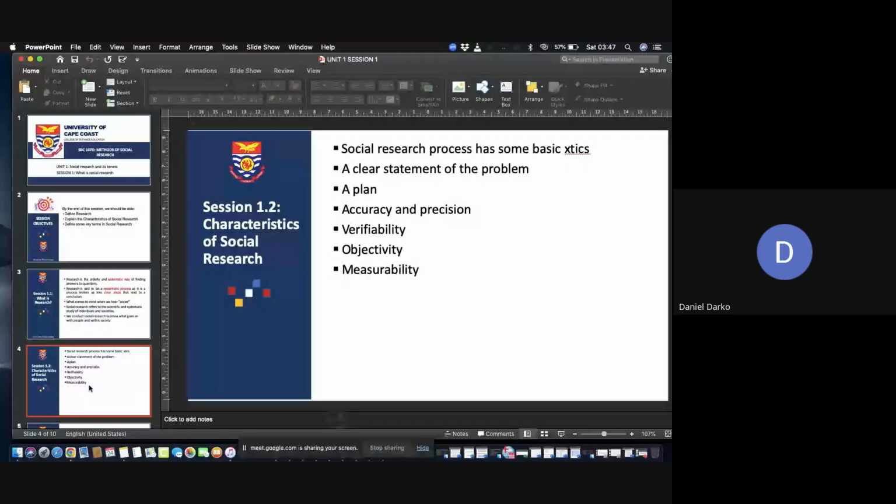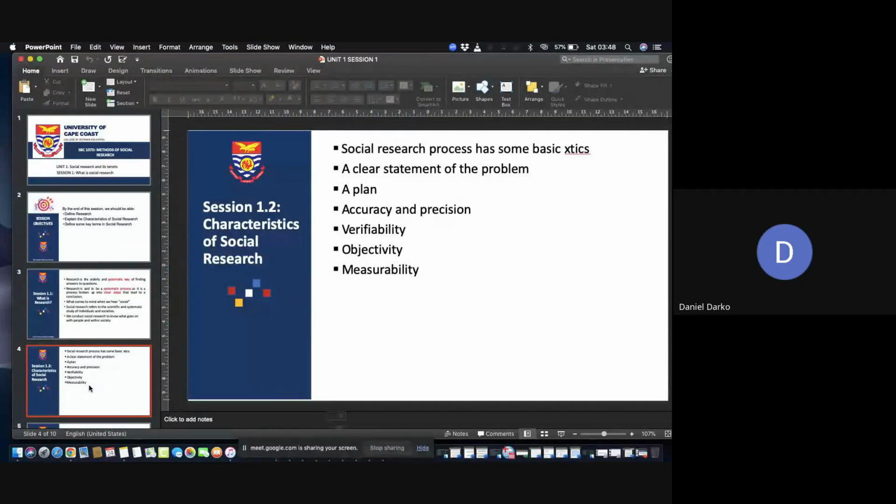Then another characteristic is verifiability. The data or the research you are conducting should be verified or can be verified by other people. It should be able to be verified by other people, so that it's not only you who is conducting the research, but other people can also go in there and find out whether what you are saying is true or false.